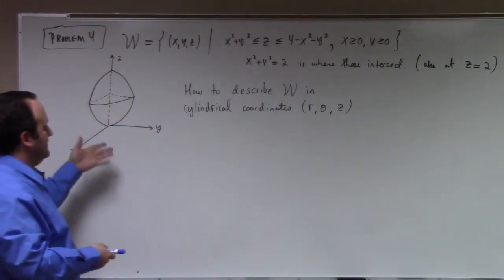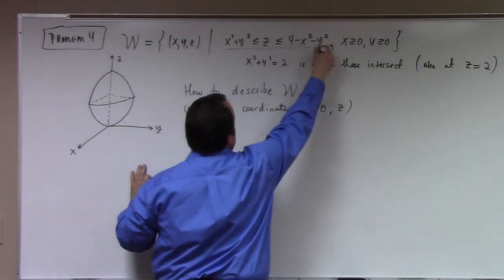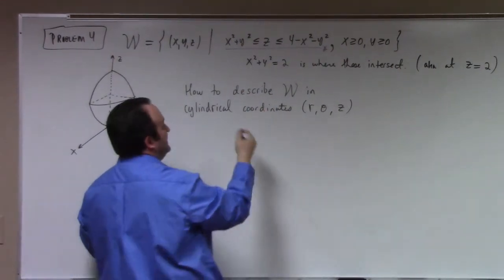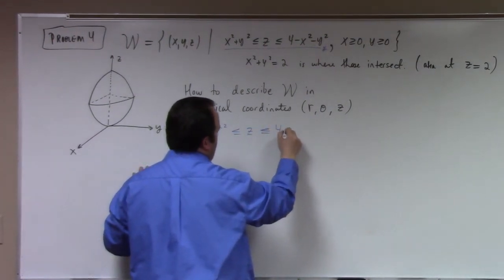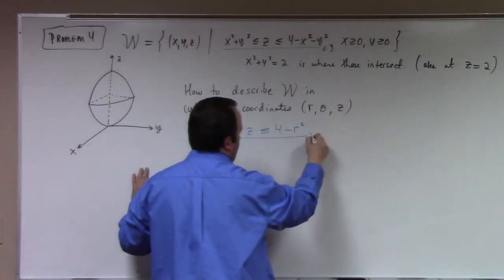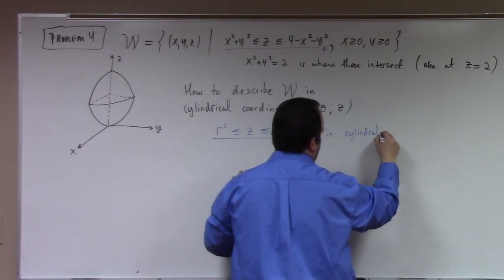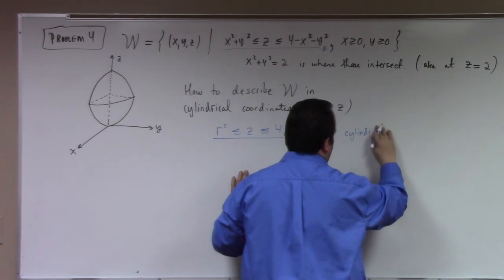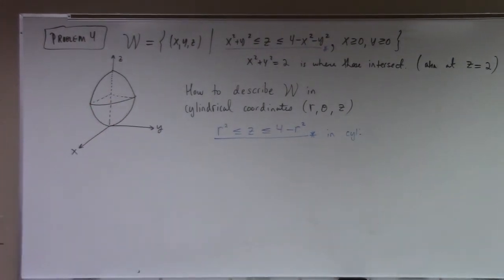educational philosophy aside, can you tell me? How about this? I'll do the easy thing for you. This translates into cylindrical coordinates as r squared less than or equal to z less than or equal to 4 minus r squared. This is star in cylindricals. That's the inequality in cylindrical coordinates. So I guess that pins down z.